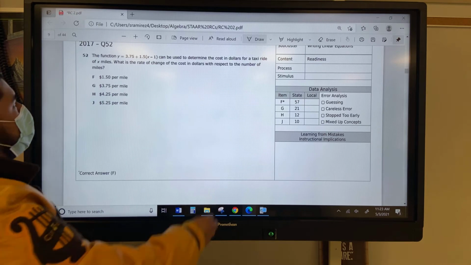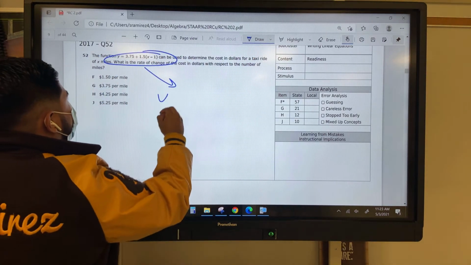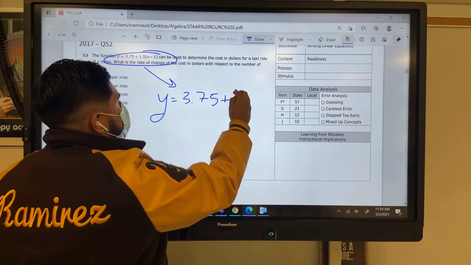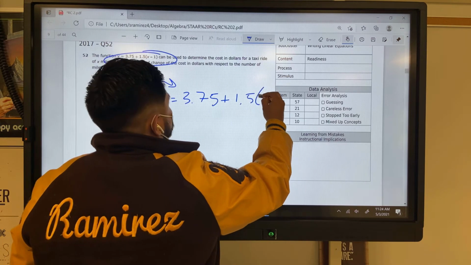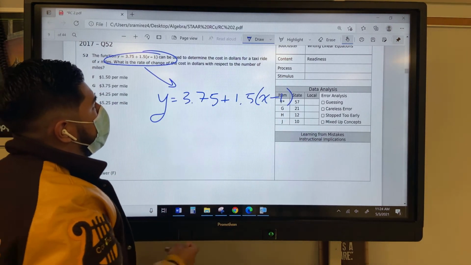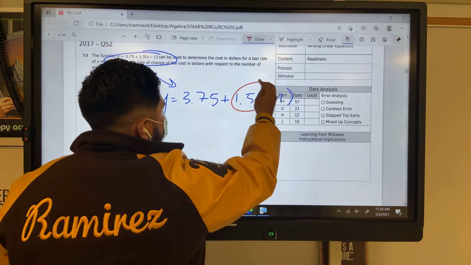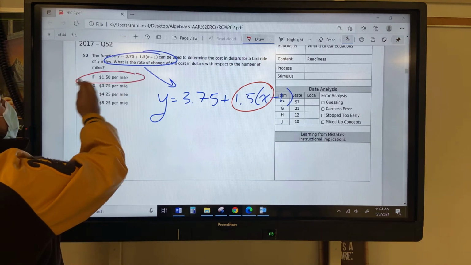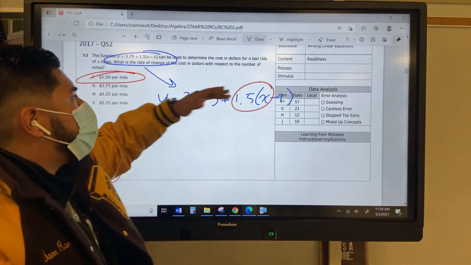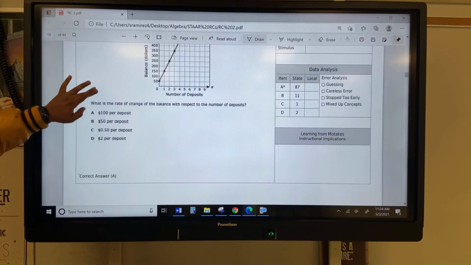This is an awesome problem. A lot of us are going to get super confused. Y equals 3.75 plus 1.5x minus 1. We could do all the beautiful stuff, but you should know whatever's in front of x, that's my slope. Boom. 1.5. Don't overcomplicate it. Read it, do it, easy. If you're not sure, hook me up. Tell me what's going on.